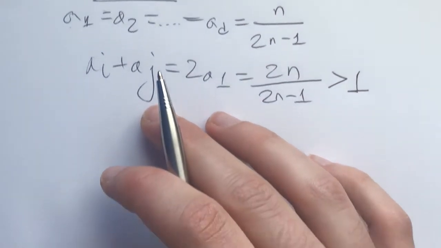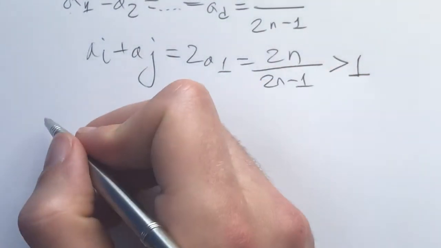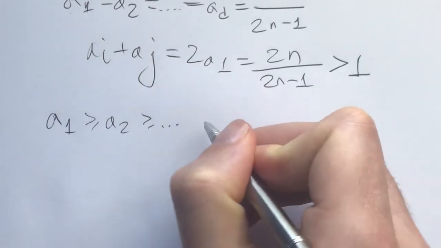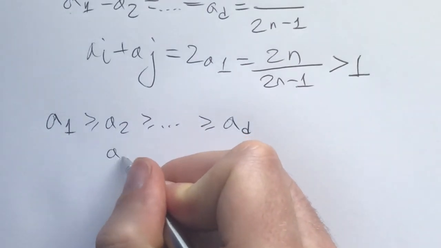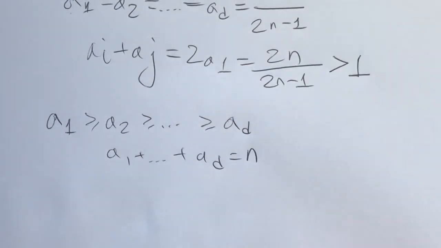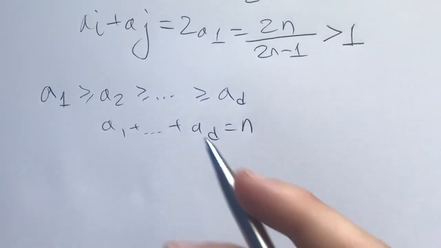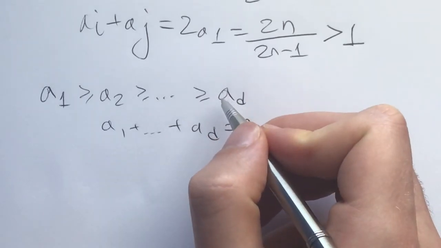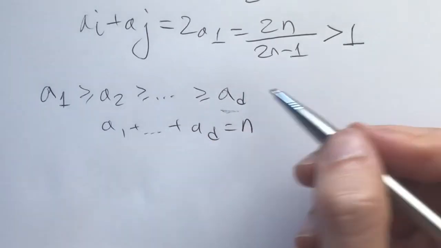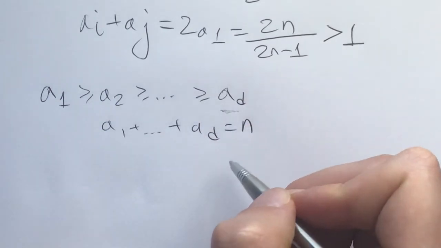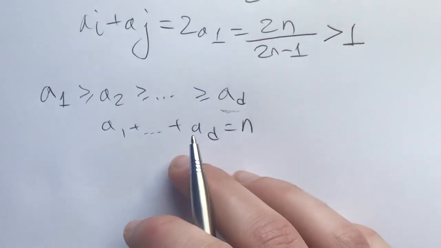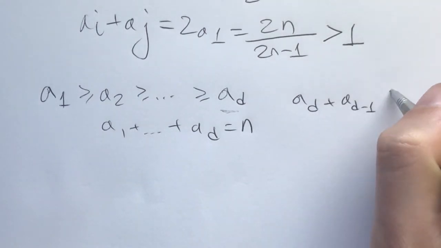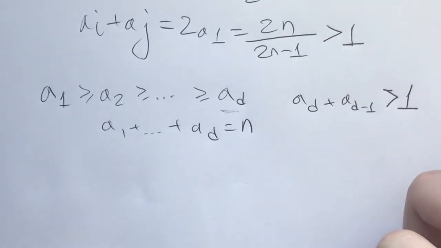Now let's look at the merging idea. The question is, when can we merge? So say a1 is greater than or equal to a2, greater than or equal to through ad, and their sum is equal to n. What happens if we can't merge? Well, in that case, we can have at most one of these numbers, meaning ad, at most one of them is less than or equal to a half, and all the others are greater than or equal to 1/2. What it really means is that ad plus ad minus 1 is greater than 1. This means we can't merge them.